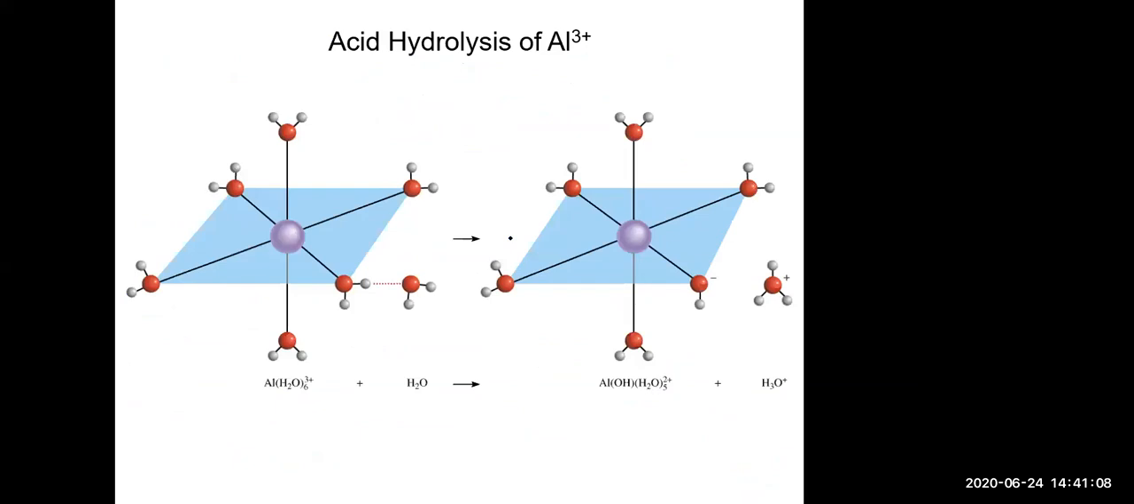Here's a much prettier picture of what I drew with the aluminum. That would be the aluminum in the middle. We have our waters, and you can see another water will come and take the H off of it, and that will produce our H3O plus, which will give us an acidic salt. And again, sometimes a small metal with a positive charge has the ability to do that.